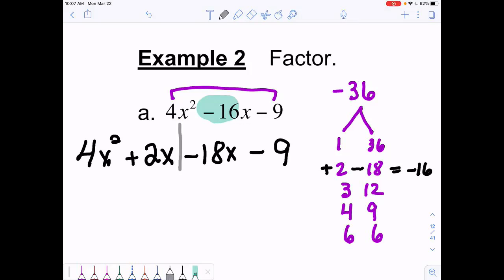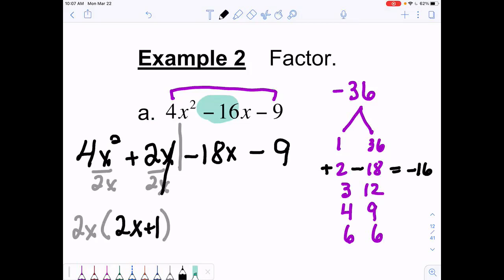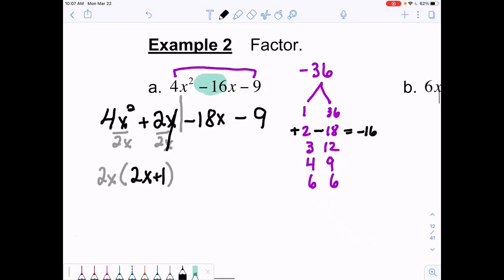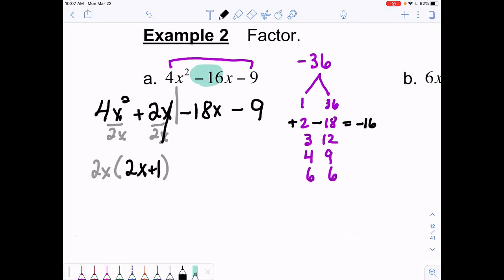And then take out the GCF. So Haley, what could we take out of 4x squared and 2x? Yeah. Take out a 2x, Haley. What do you have left? Nice job. So the x is canceled. 2 divided by 2 is 1. Haley, what could we take out of the second pair? Perfect. Nice job. It has to be negative because it's a -18.